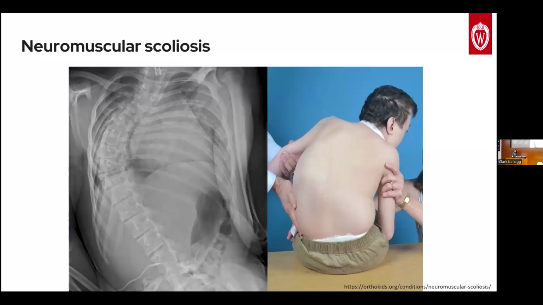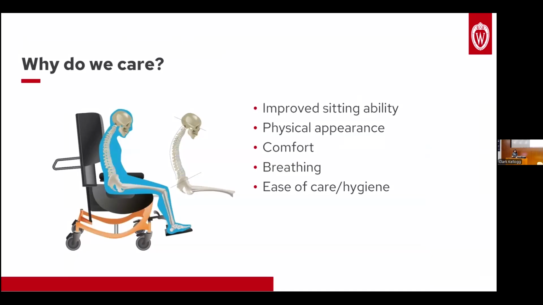So moving on now to neuromuscular scoliosis. This is where you have a curve in your back. This is a picture taken of a patient from the back, and you can see how this patient has a very wide sweeping curve throughout the thoracolumbar spine, causing him to lean to the right, okay? This is affecting his ability to sit in his wheelchair. And this is primarily why we care about neuromuscular scoliosis.